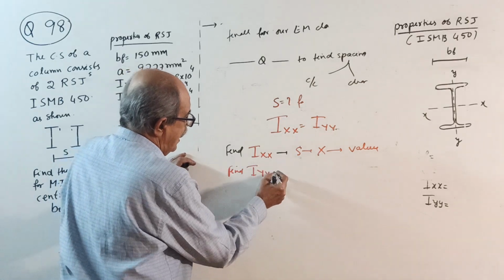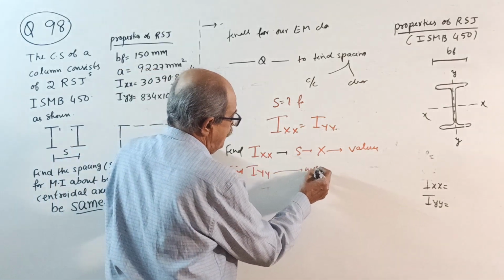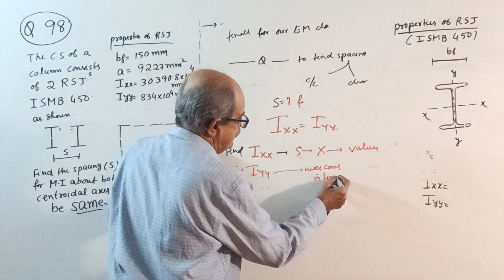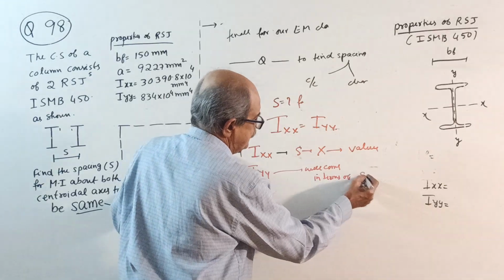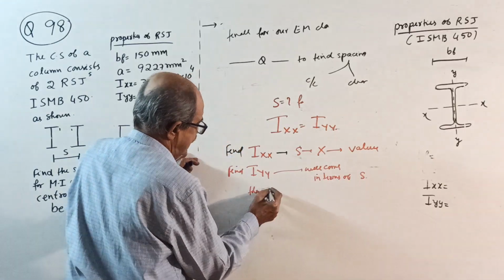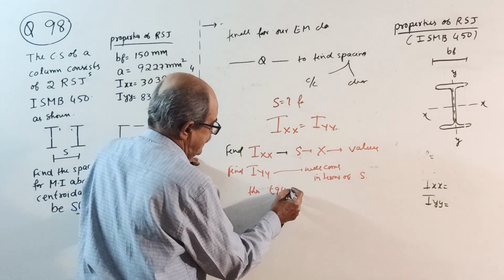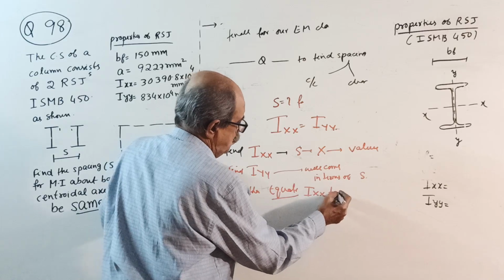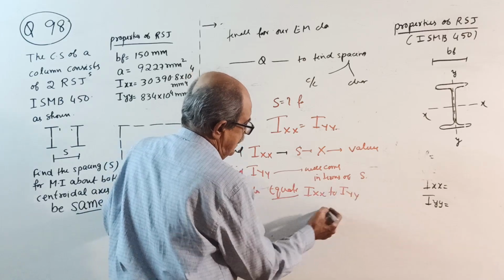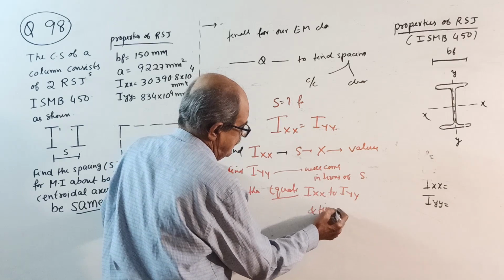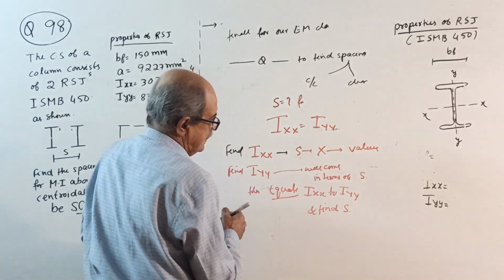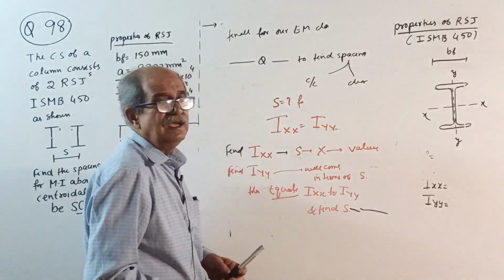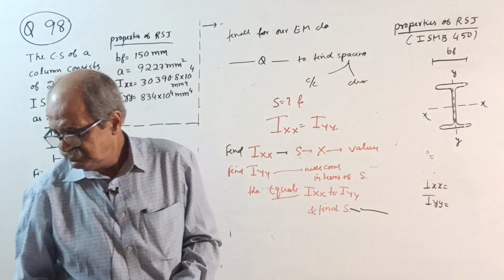IYY will come in terms of spacing S. Then equate IXX to IYY and find the spacing. Find S. That's all for our engineering mechanics class.